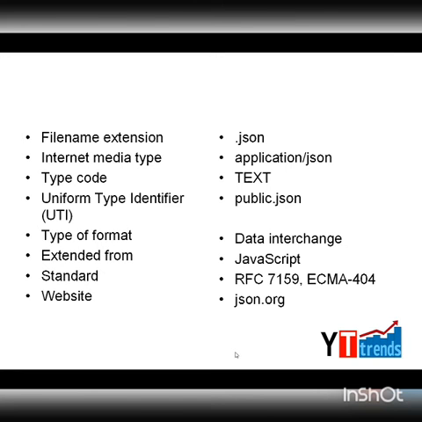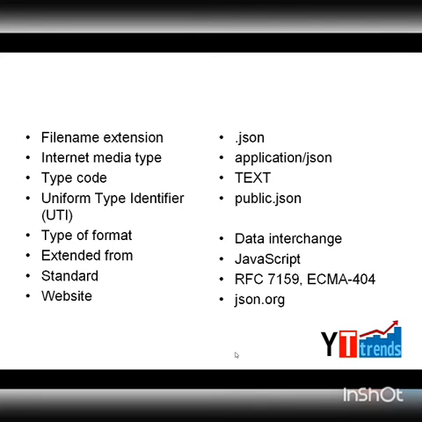File name extension: .json. Internet media type: application/json. Type code: TEXT. Uniform Type Identifier (UTI): public.json. Type of format: data interchange. Extended from JavaScript. Standards: RFC 7159, ECMA-404. Website: json.org.